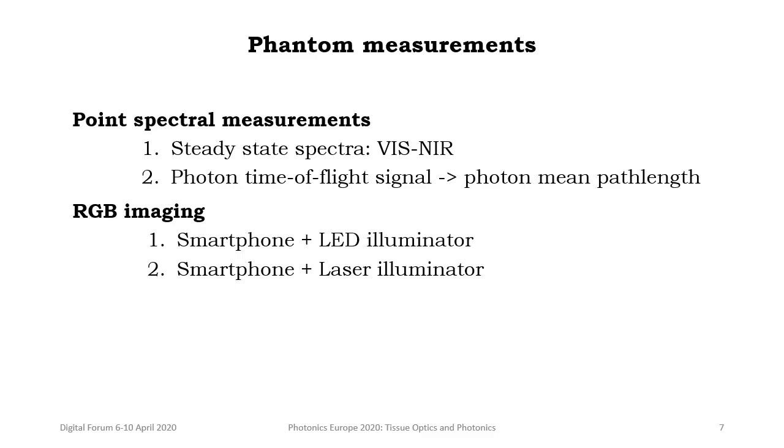Here are summarized phantom measurements that we performed, and I will describe them in more detail in the next slides. We measured phantom spectra in visible and near-infrared wavelength region, and also measured photon time of flight signals to evaluate photon mean path lengths. RGB images were captured by two smartphone-based devices, LED and laser illuminators.